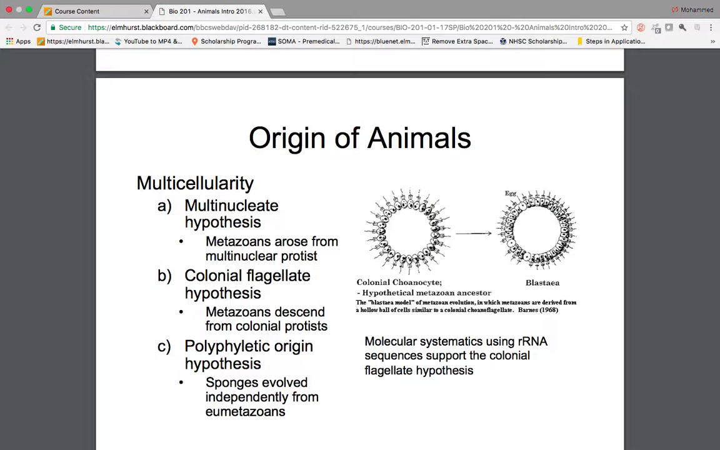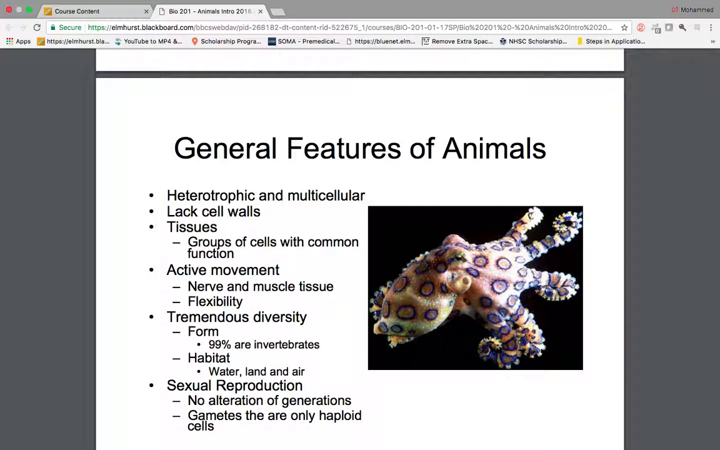Okay, so these guys have sexual reproduction. They have no haploid cells other than gametes. So there is no gametophyte, there's no alternation of generations. All animals are diploid, except for egg and sperm, which are haploid and fuse together to form a diploid zygote that becomes the next generation.